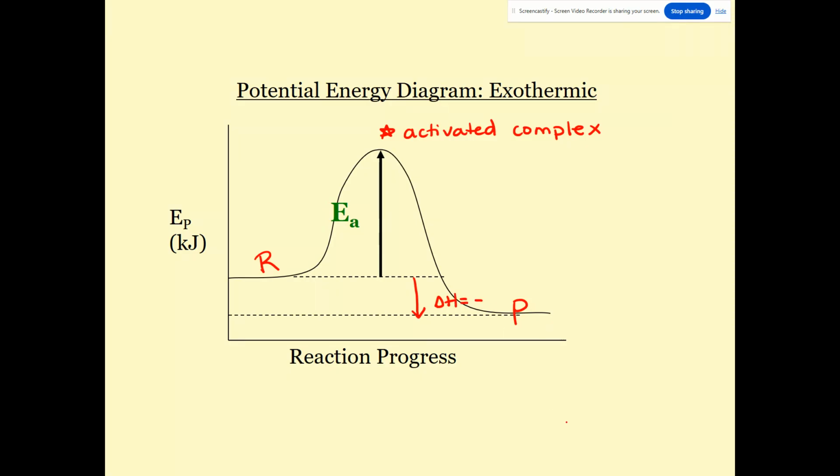So in this example, my product potential energy is less than my reactants, so it's an exothermic or negative enthalpy change. But this activation energy hill always has to be overcome first, the height from the reactants to the top of the activated complex. Same thing with an endothermic reaction.